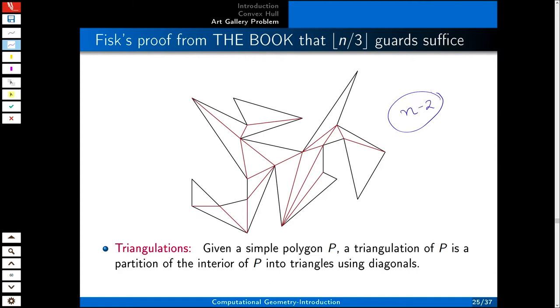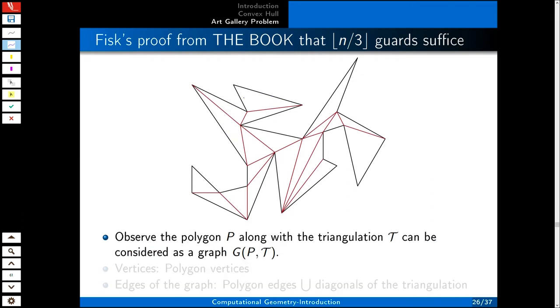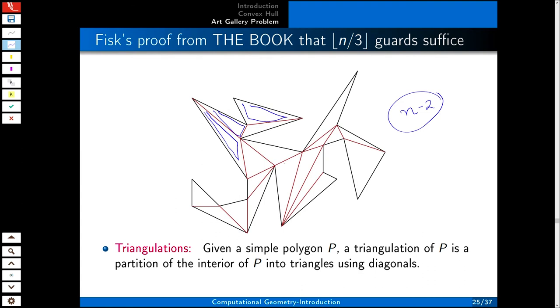The diagonals are the red lines. These are the triangles. This is one triangle, this is another triangle, this is another triangle. I am partitioning the whole polygon into triangles. Is the red triangle also counted? Yes, everything is counted. There will always be n minus 2 triangles, and I will only use diagonals, no other lines.